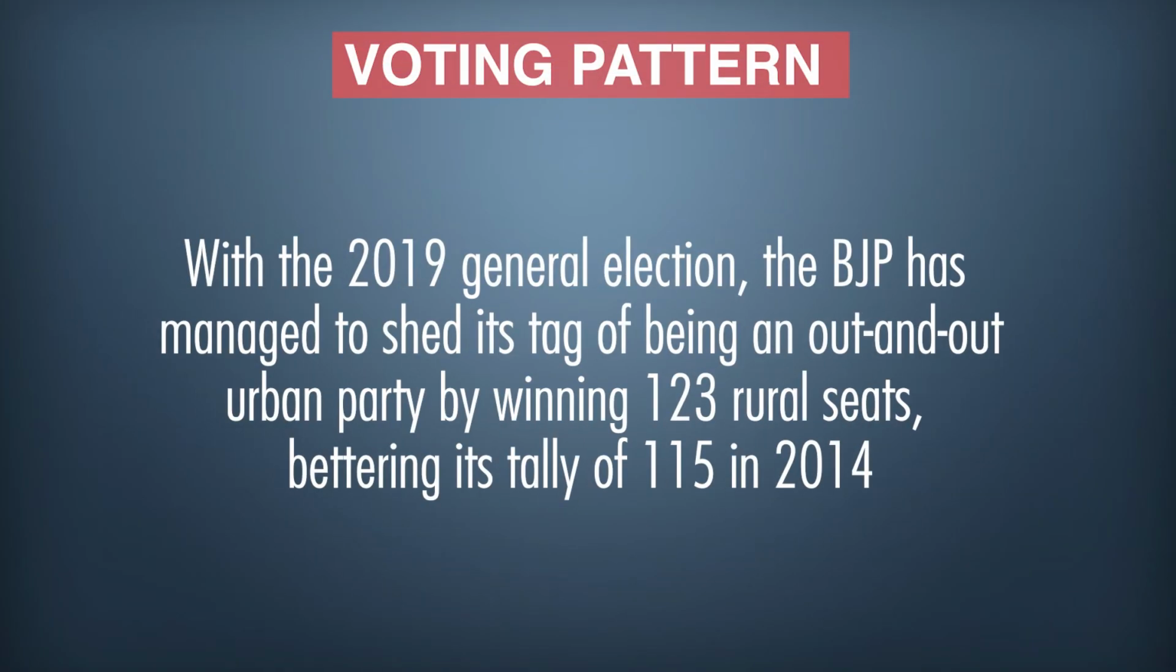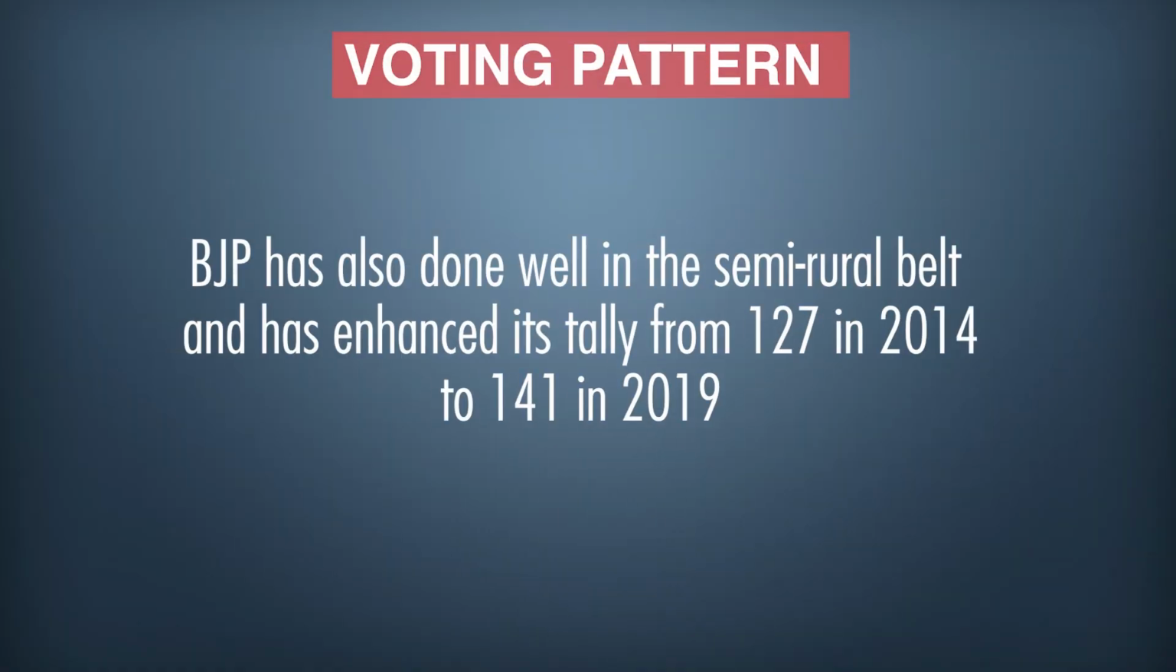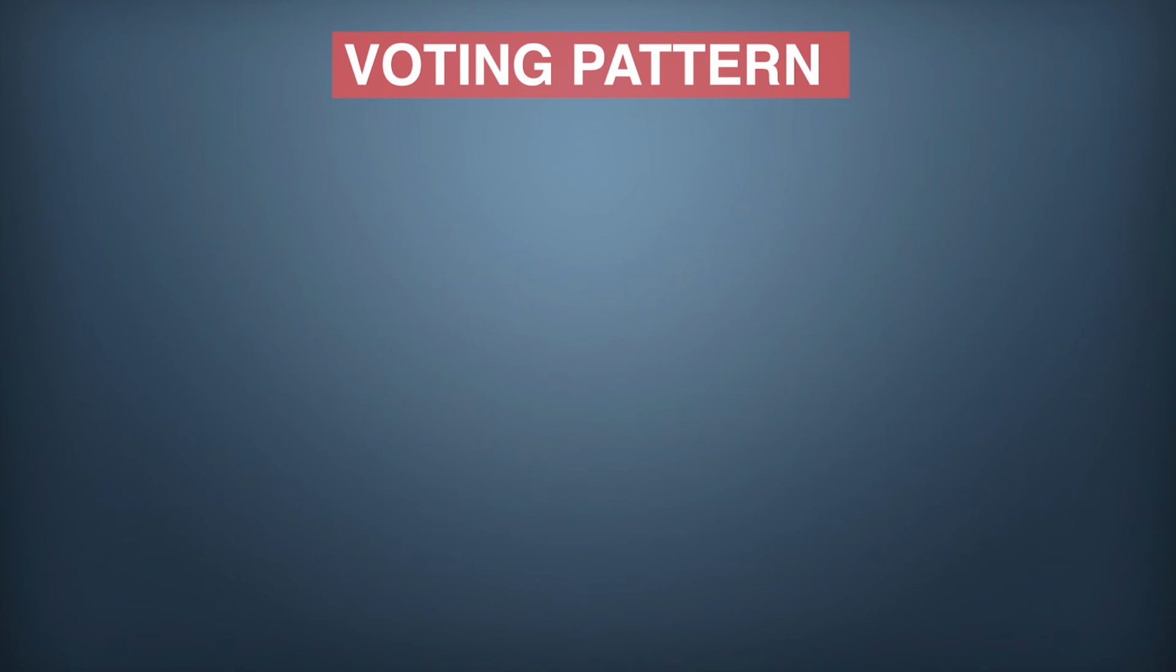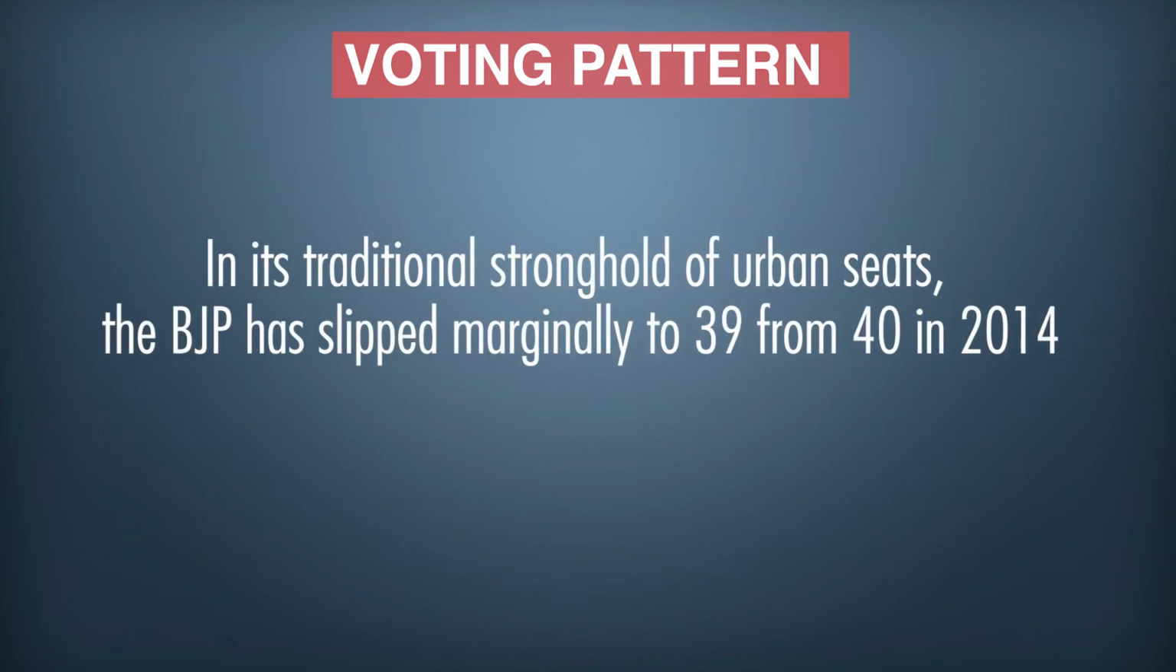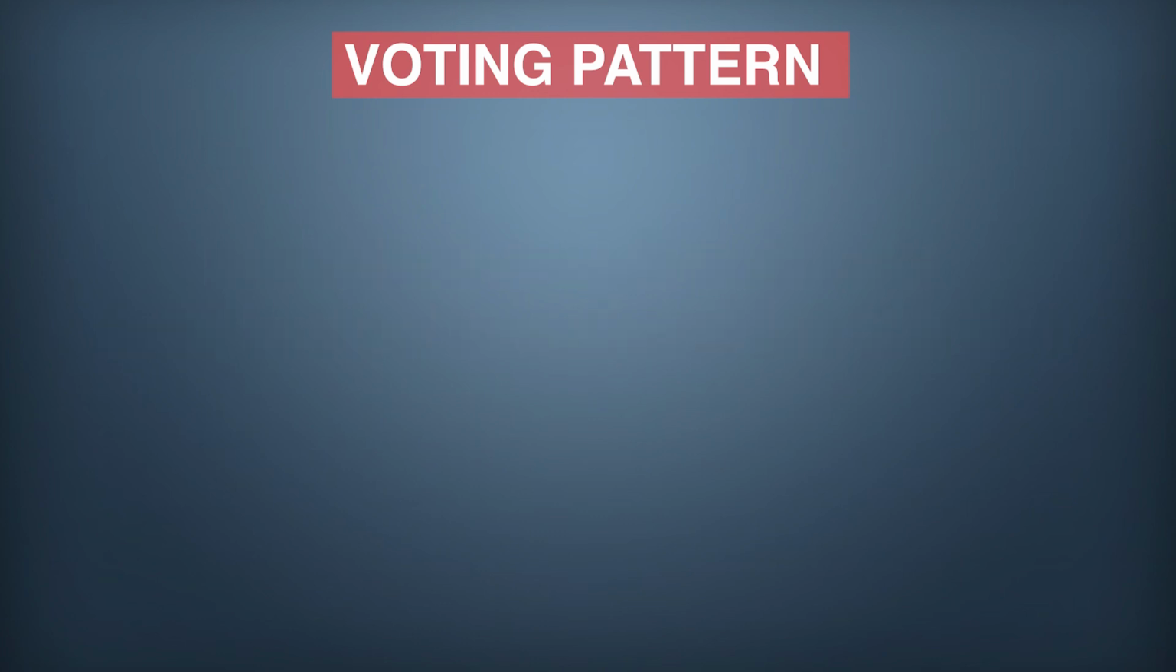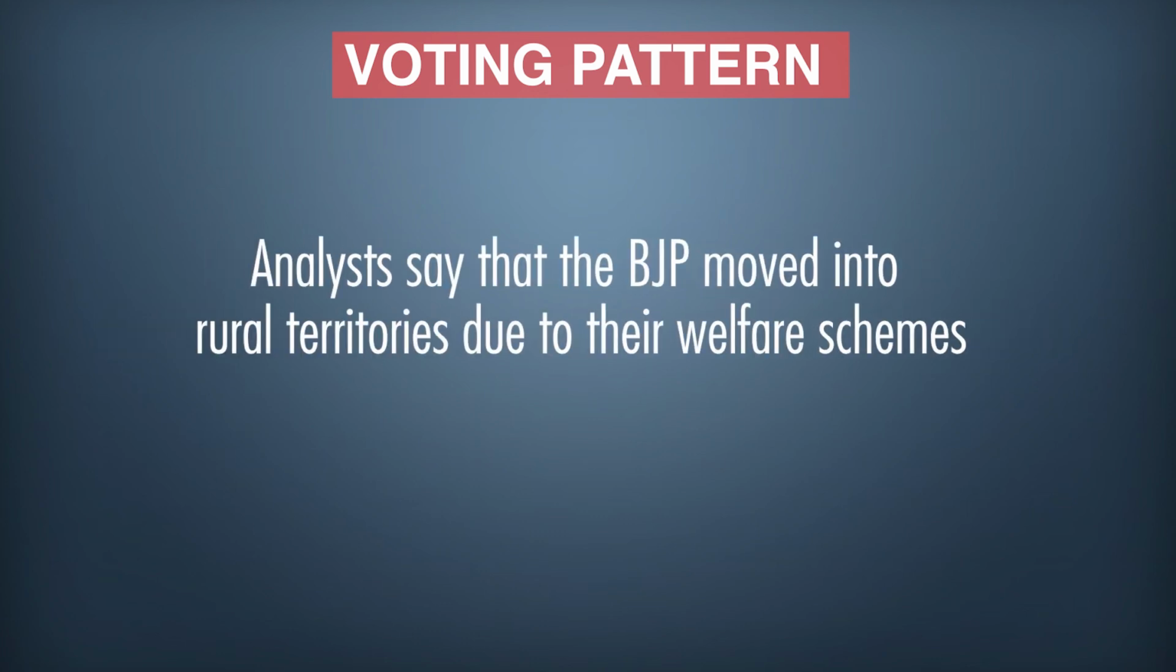With the 2019 general election, the BJP has managed to shed its tag of being an urban political party by winning 123 rural seats, which is better than what it won in 2014. It won 115 seats in 2014. The BJP has also done exceptionally well in the semi-rural belt and has enhanced its tally from 127 in 2014 to 141 in 2019. In its traditional stronghold of urban seats, the BJP has slipped marginally to 39 from 40 in 2014. Analysts say that the BJP moved into rural territories due to their welfare schemes.